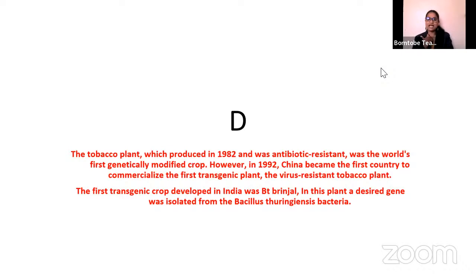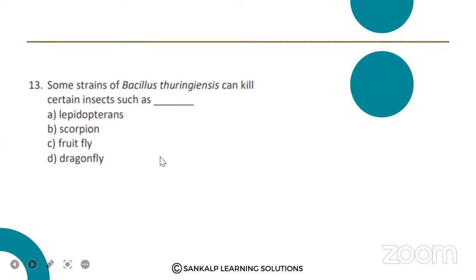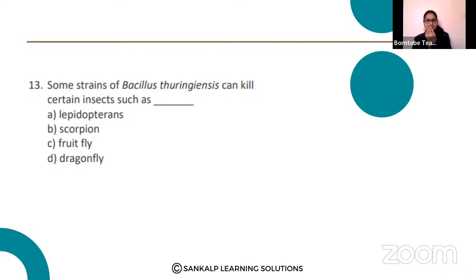developed in India was BT brinjal. BT brinjal. Some strains of Bacillus thuringiensis can kill certain insects such as lepidopterans, scorpions, fruit fly, and dragonfly. Bacillus thuringiensis, which insects does it have the capacity to kill?